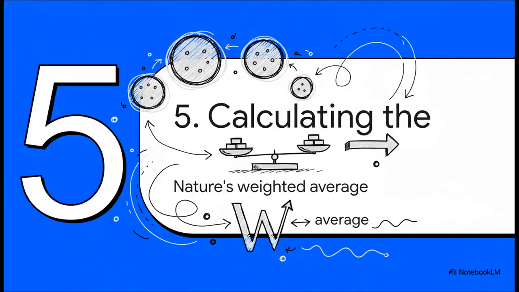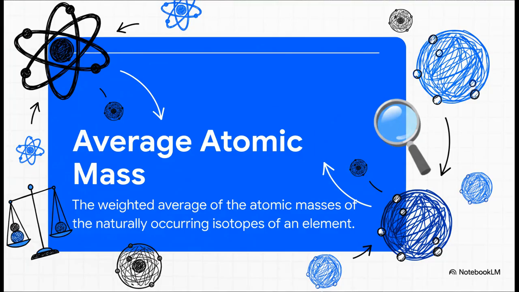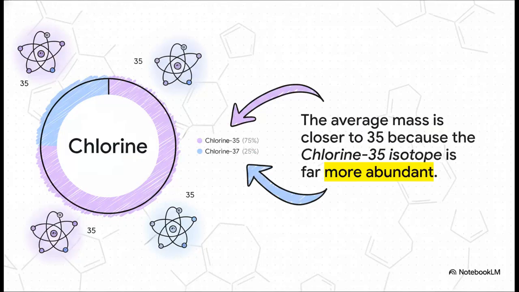So if an element is actually a mixture of these different isotopes, how do we get that one single mass number for the periodic table? We can't just take a simple average. We have to do something called a weighted average, which takes into account how common each of these isotopes is out in nature. And that final number is called the average atomic mass. But again, it's not a simple average, like adding two numbers and dividing by 2. It's a weighted average. Think of it this way. The isotopes that are more abundant get to have more of a say in what the final average turns out to be. Let's go back to our buddy, chlorine.